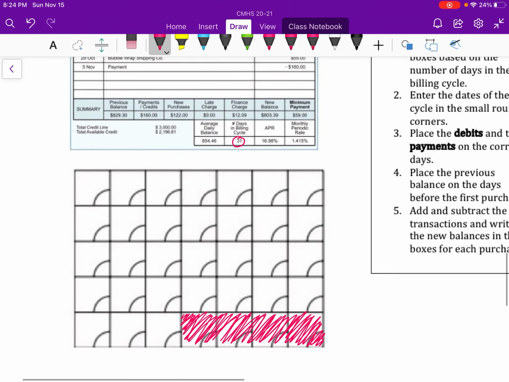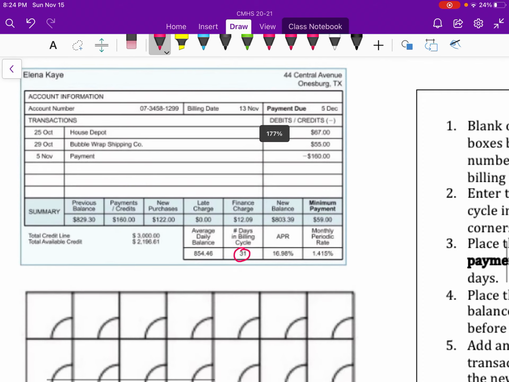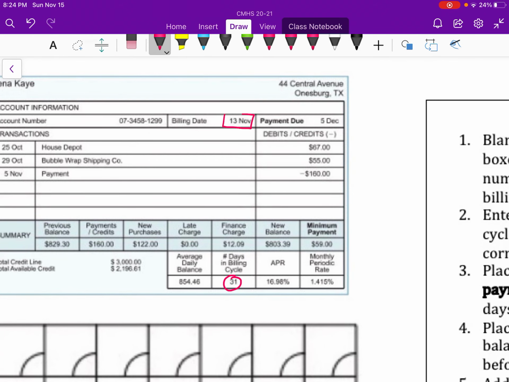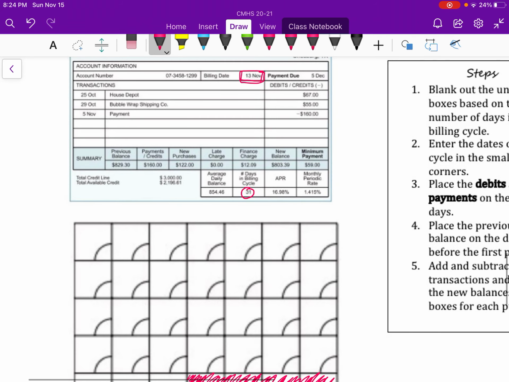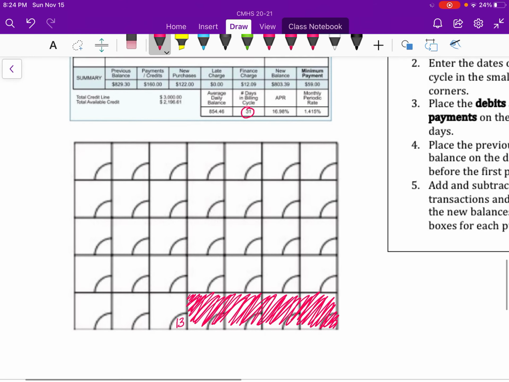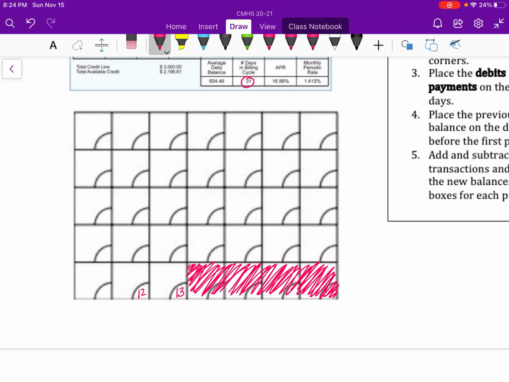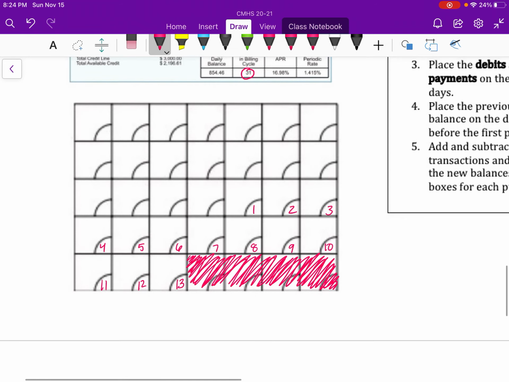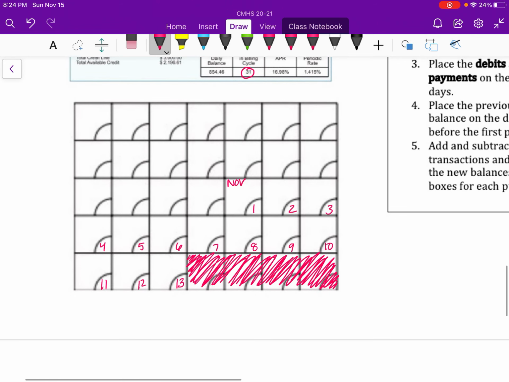Then here is what I'm going to do. The billing date right here, 13th of November, that is the very last day of the cycle. So that is going to be right here, 13th of November. Then we're going to go backwards because I don't know what the first day is, but I know the last day. So we're just going to go backwards and number all these like a real calendar. 6, 5, 4, 3, 2, 1. And I'm going to put NOV at the top because it's November.